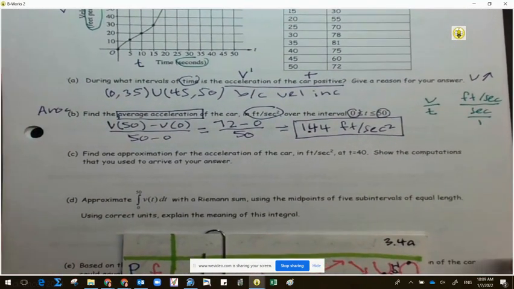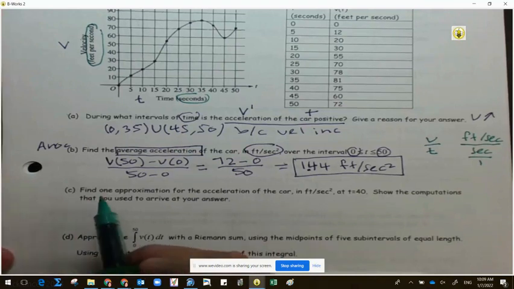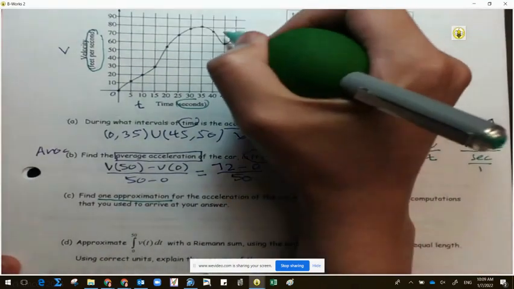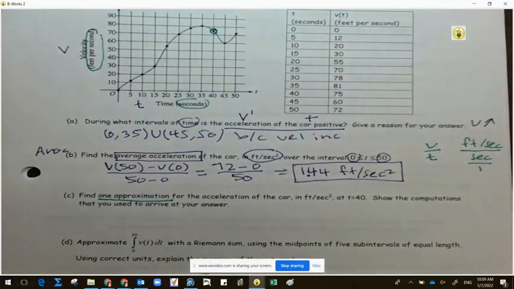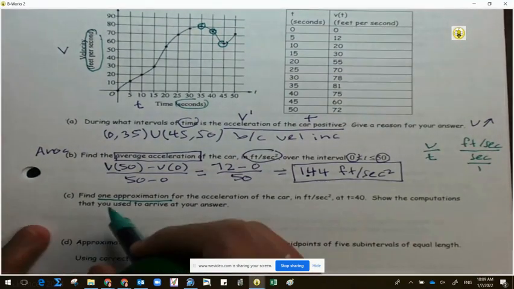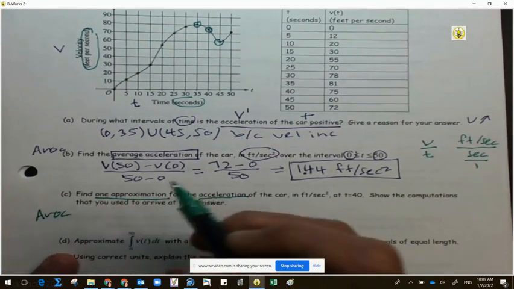All right, part C, Alan, let's read. Approximation for the acceleration of the car in feet per second squared at t equals 40. Show the computations that you used to arrive at your answer. If we are looking at the approximation, we have to use the numbers that are nearby. So let's go to 40. Here is 40. Is our slope at that point increasing or decreasing? Decreasing. So can I use my two neighbors to see the approximated value, not the exact? You can. So in this case, let's write A-rock on this one again as a reminder.